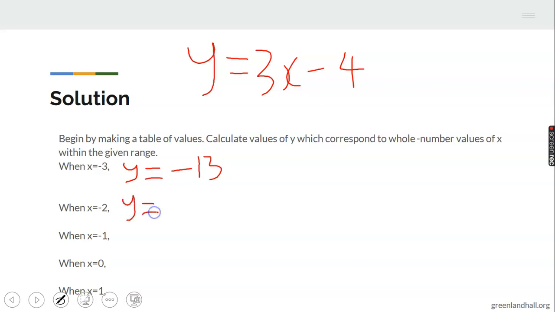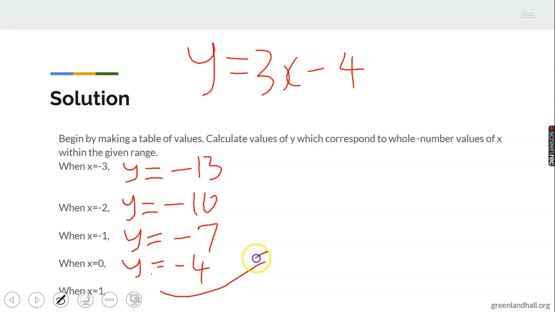Now, when x is minus 2, that will give you minus 10. Yes or no? Because 3 multiplied by minus 2 will give us minus 6, then minus 4, that will be minus 10. Then, when x equals minus 1, that will be minus 7. When x equals 0, that will be minus 4. When x equals 1, that will be minus 1. Yes or no? Yes. Okay, let's move on.